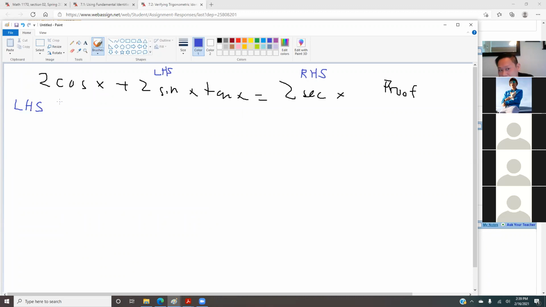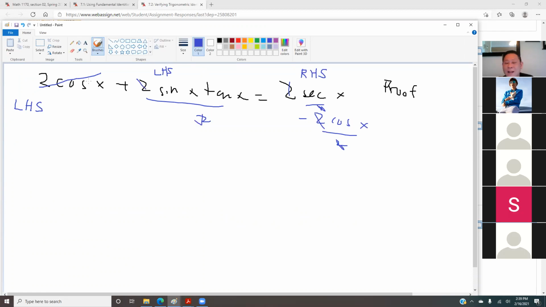Now, another question I'll point out to you. Can you do something like this? Let's subtract 2 cosine x here, and then let me divide everything here by 2. Can you do this, class? No, you're correct. So I want to point out to you guys, this is called solving.